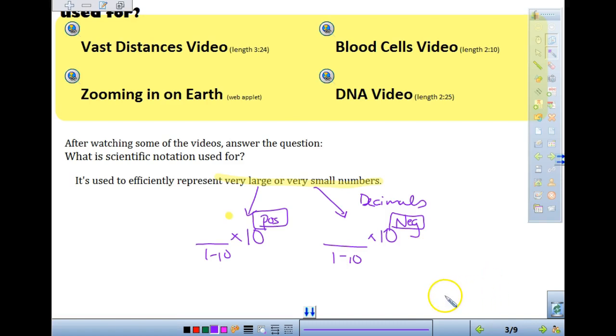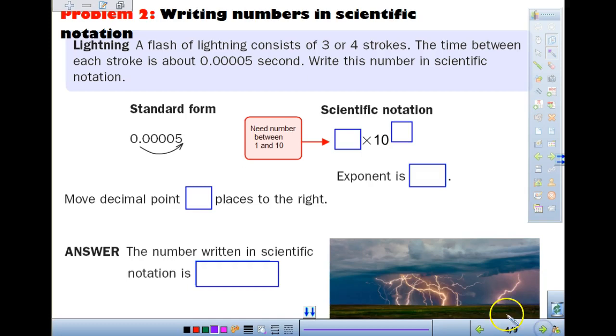All right, so then we want to take a look, and again, this will be attached on the daily planner, so if you didn't get it down, you can go there. So we're now looking at the top of that next page where it says 0.0005. Lightning consists of 3 or 4 strikes. The time between each strike is this amount of seconds, 0.0005 seconds. We're going to write it in scientific notation.